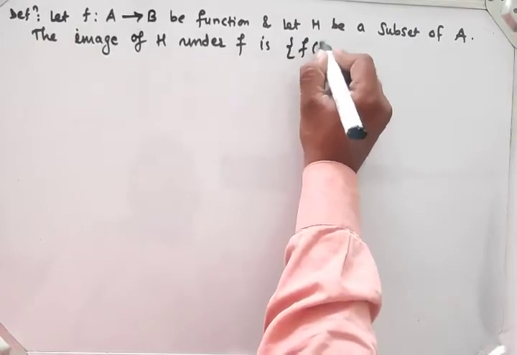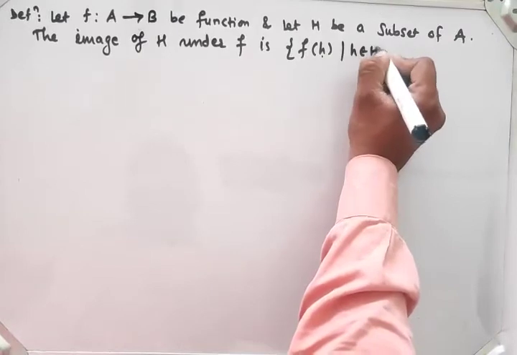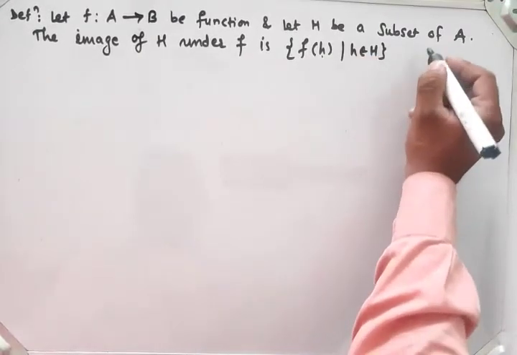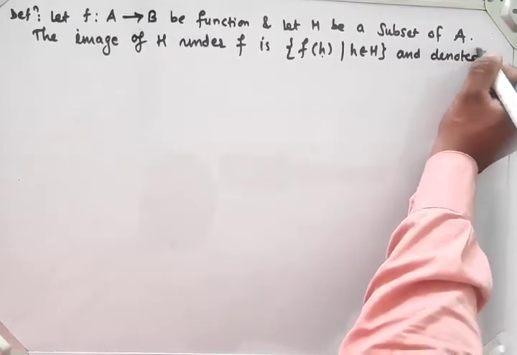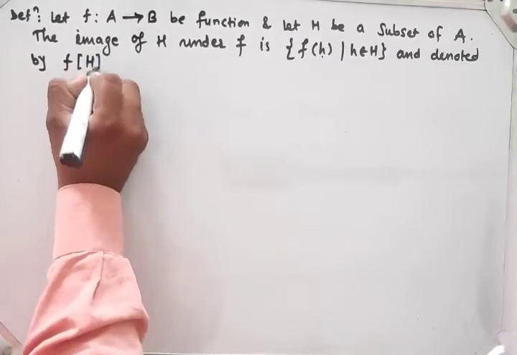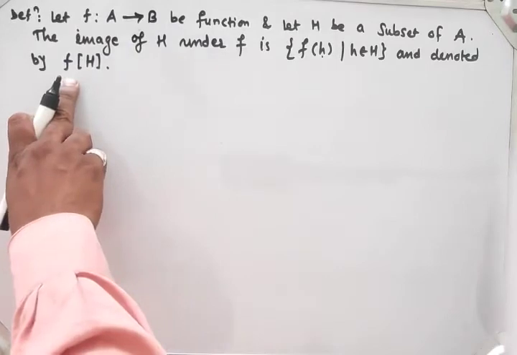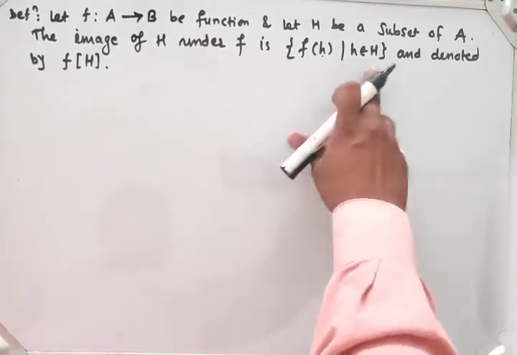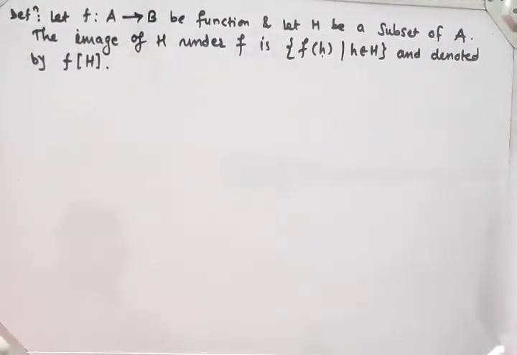The image of H under f is f of h such that h belongs to capital H, and it is denoted by f of H. So this is the image of H under f, which is f of h such that h belongs to capital H and H is a subset of A. So let us see the lemma.